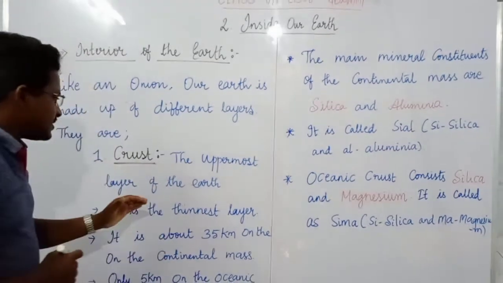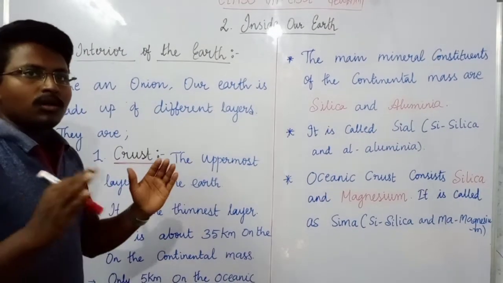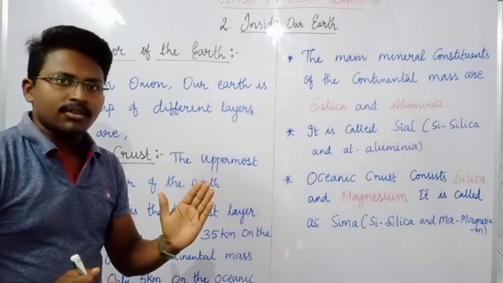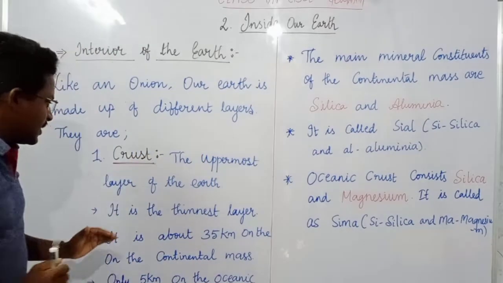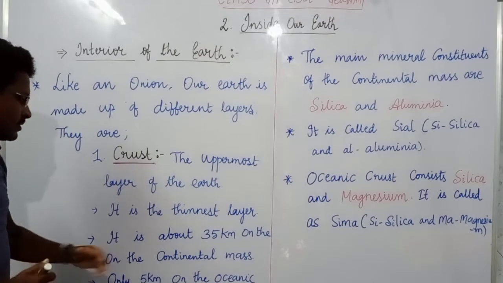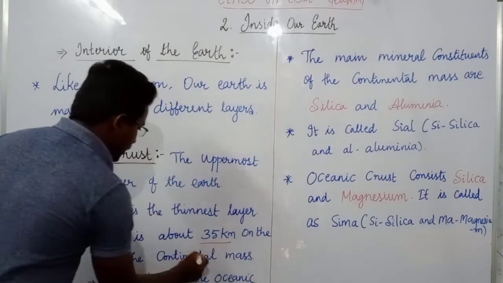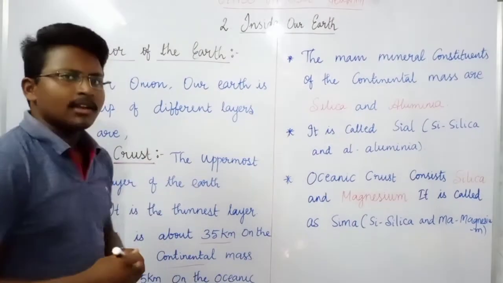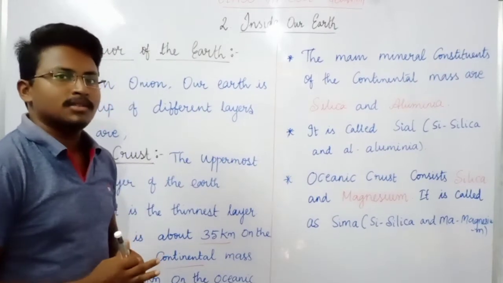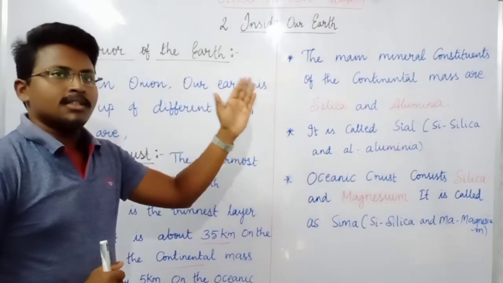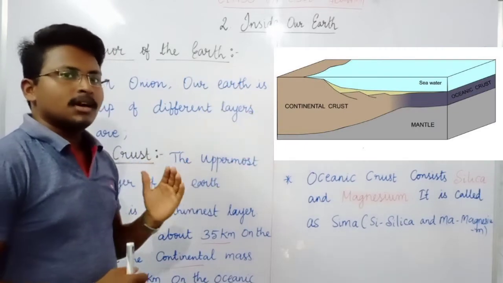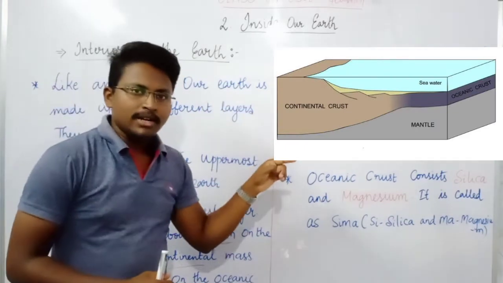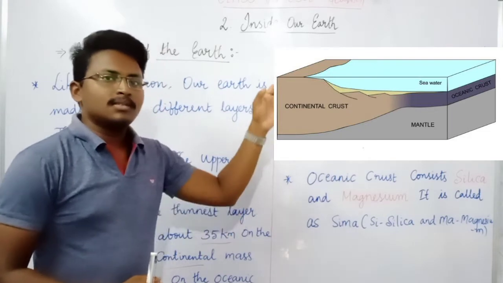It is the thinnest layer among all the layers. The thinnest layer of the earth is the crust. It is about 35 kilometers on the continental mass. That means if you take the continents, the land surface, and keep on digging inside the earth up to 35 kilometers, you can see this crust.